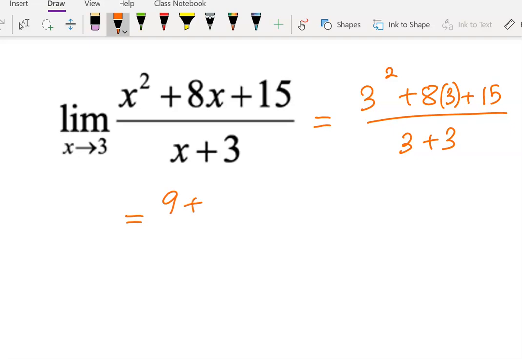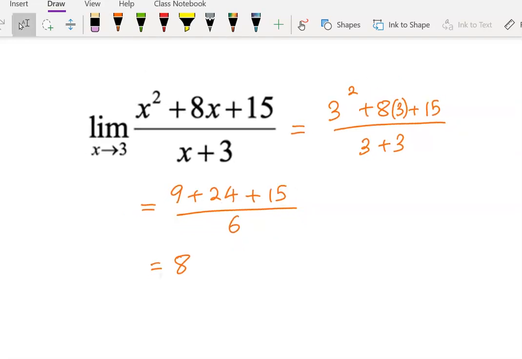So it's 9 plus 24 plus 15 on 6. So you can do the calculations. In this case, you have 9 plus 15. Yes, 24, 24, 48 on 6 is 8. The answer is 8. Well, the problem occurs when you've been presented the question like this.